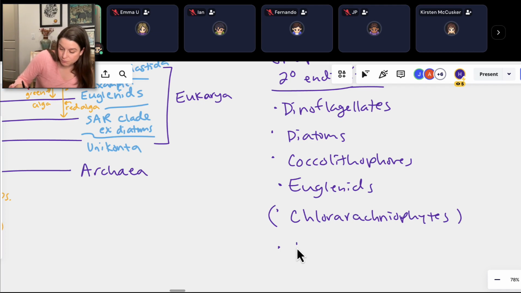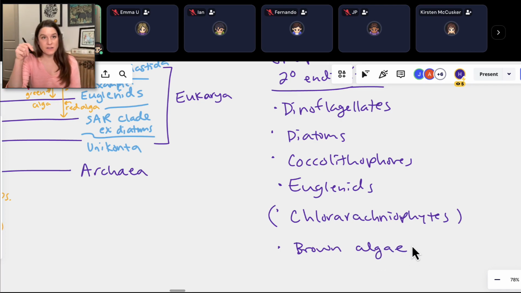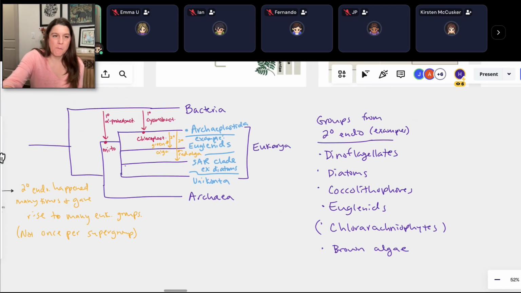Brown algae. Who's not going to be in this group? Green algae and red algae, though, right? Because those are from the lineage that was just from that primary endosymbiosis, not these guys. These are just some examples there. Leave it at that. All right. So there will be something along the lines of this, showing primaries and secondaries. You'll have to identify primary and secondary, what got engulfed, the different groups, that kind of thing.